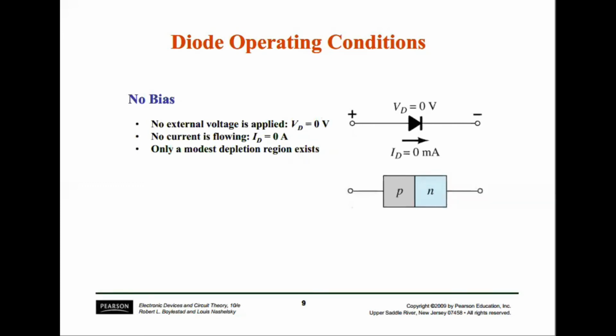So if you are not applying anything, there will be no current in it. You can see that you are not applying any voltage, so the amount of current will also be zero. A very small depletion region will be here, and the device will be like an idle device. Okay, so let's move on.